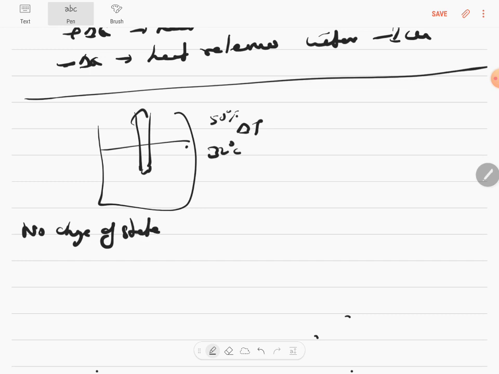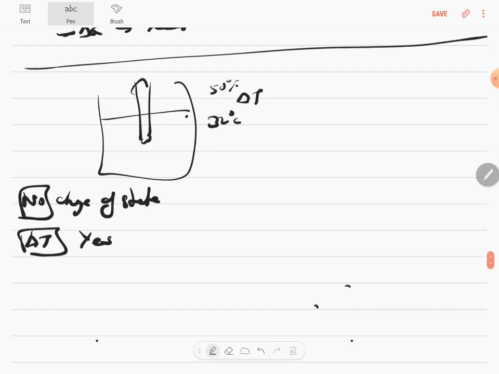Because until 100 degrees Celsius, it will remain water only. There is no change of state, but there is delta T. When there's a change in the temperature and there's no change of state, this is one condition, okay?